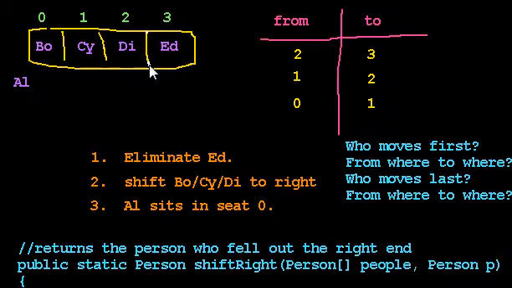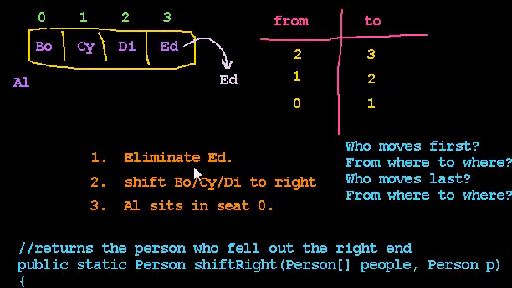So in my array, which represented a row of people at the movie theater, I had Bo, Cy, Di, and Ed. And Al wanted to sit down where Bo was. Al wanted to sit next to Bo, and that meant everyone needed to slide down. And when everyone slides down, it turns out Ed is going to sort of fall out of the seat right here.